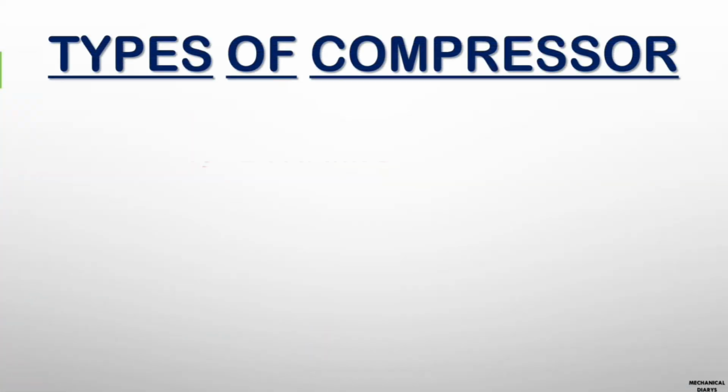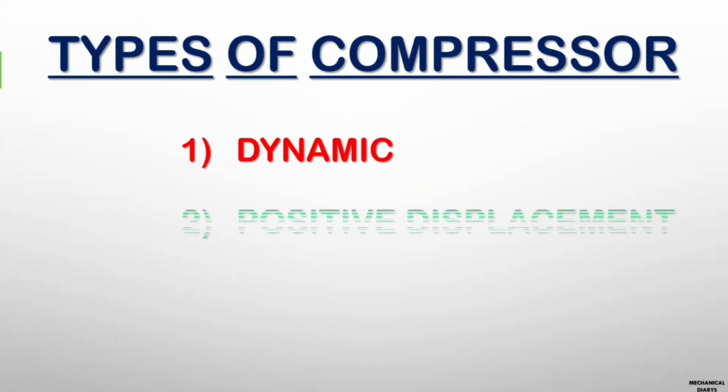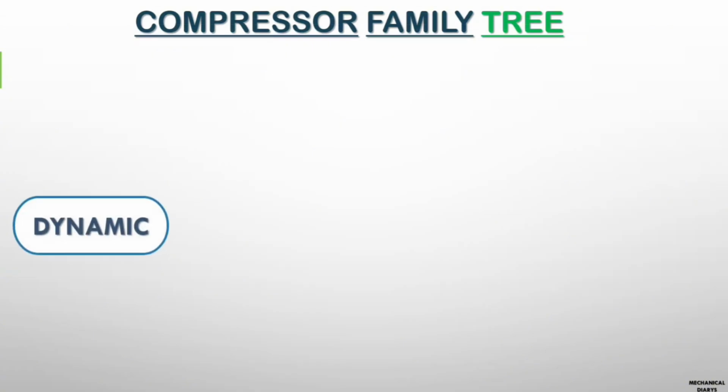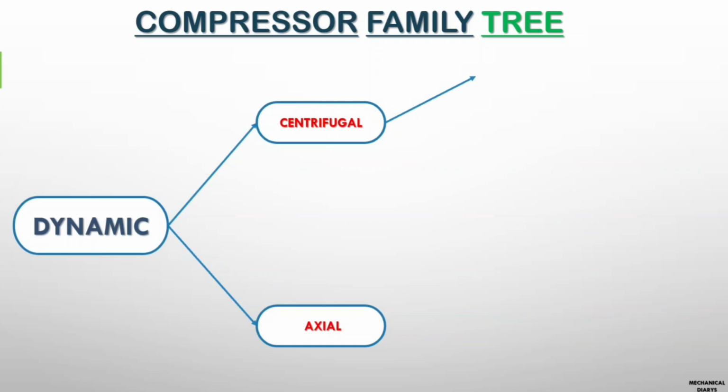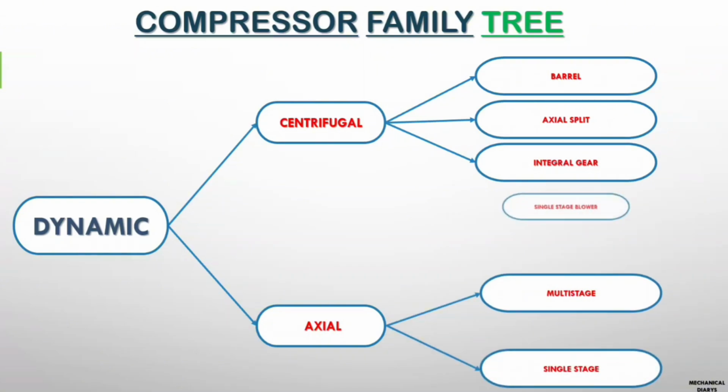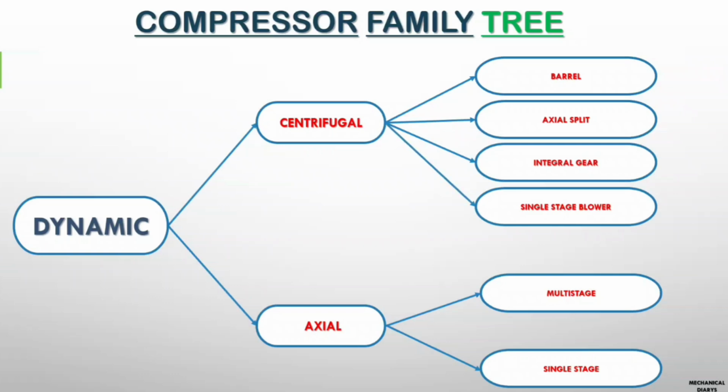Let's start with the types of compressors. In a refinery, there are two types of compressors used to transfer the feed. First, dynamic compressors, then positive displacement compressors. First, we'll start with the family tree of dynamic compressors. Dynamic compressors have two types: one is centrifugal, and the other is the axial type. Basically, centrifugal compressors have four types, and axial types have two types. First, we'll see the four types of centrifugal compressor: barrel type, axial split, integral gear, and single-stage blower.